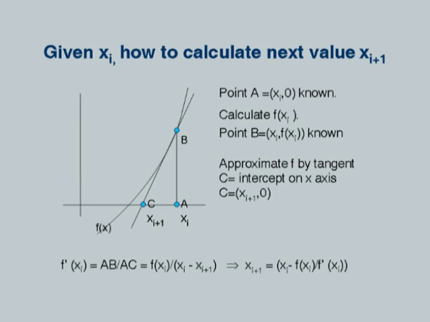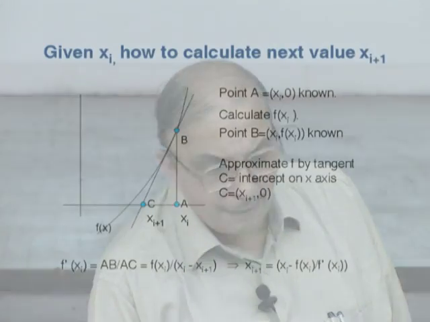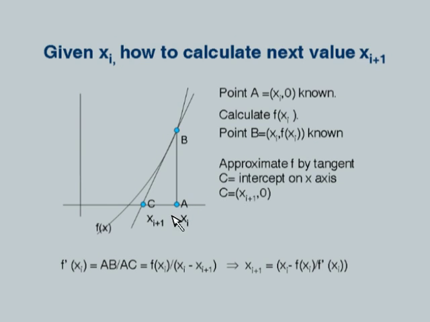Then we said we will approximate the next iteration value of x_i by using a tangent on this graph at point B. And wherever this tangent intersects the x-axis, we said that will be our new point for the next iteration. So we have to calculate the intercept on the x-axis, which is C, and we say that C is (x_{i+1}, 0). The issue was, knowing x_i, how do we calculate x_{i+1}? So knowing x_i, we can calculate the coordinates for B, then we can calculate the slope of this line, and then we can calculate the intercept.